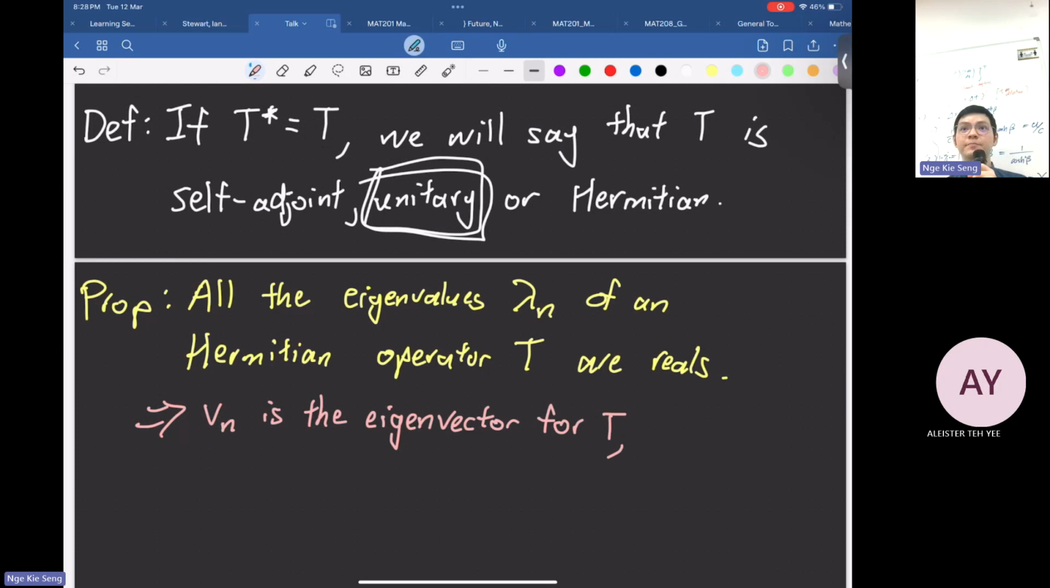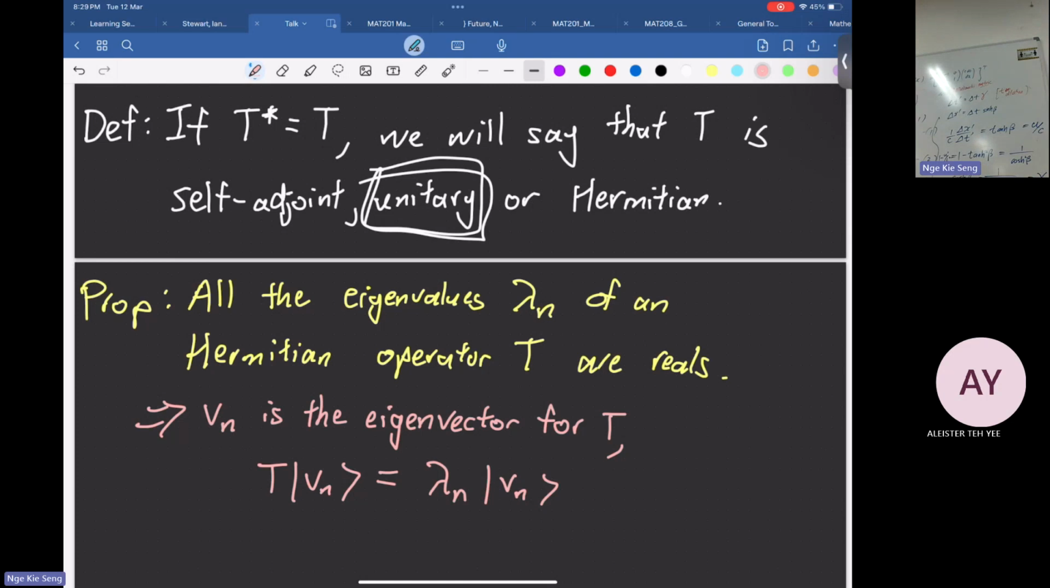How do I read the eigenvalues? Can you use the bracket formalism to read the eigenvalues off it? So T on Vn, I can write like this. It's just a vector, so I put one straight line and a right angle bracket. This should give me lambda n on this vector here. But let's say I don't want to know about the eigenvector. I just want to read this lambda n off.